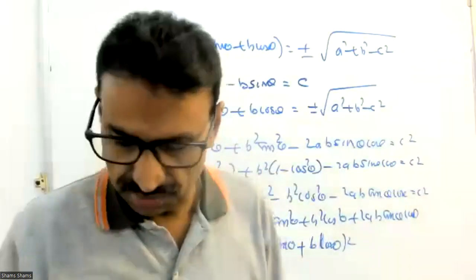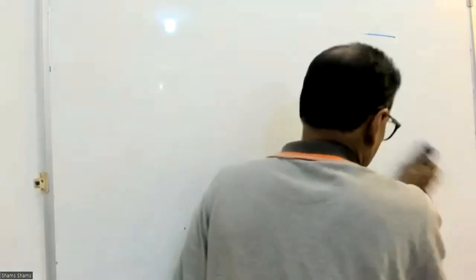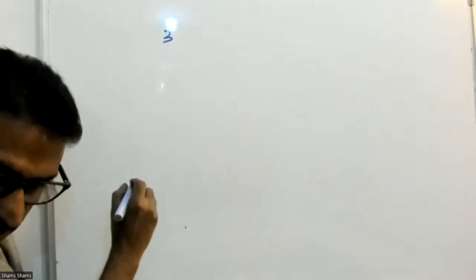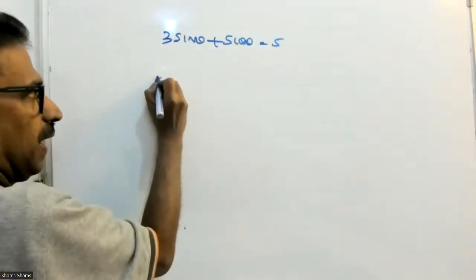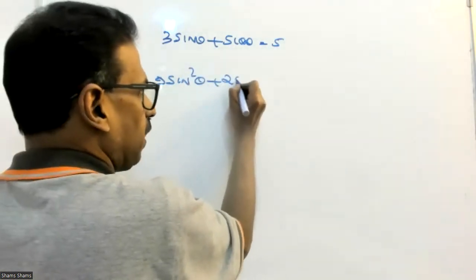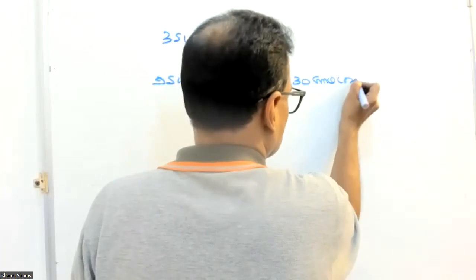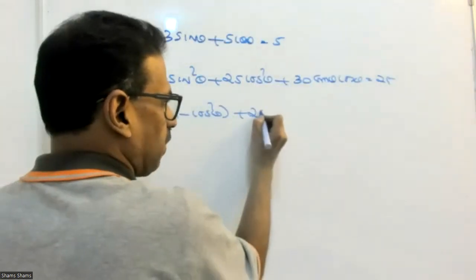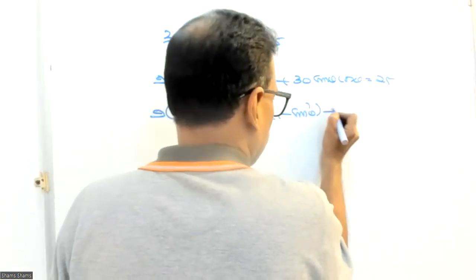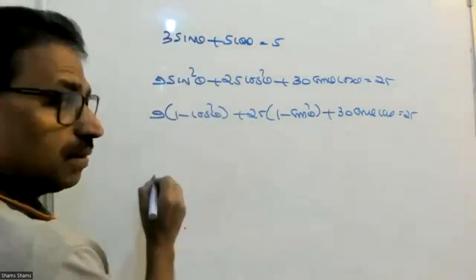Exactly, got it right. Okay. Here, what is the question? 3 sine theta plus 5 cos theta equal to 5. Okay, I'm squaring: 9 sine square theta plus 25 cos square theta plus 30 sine theta cos theta equal to 25. Okay, 9 into (1 minus cos square theta) plus 25 into (1 minus sin square theta) plus 30 sin theta cos theta equal to 25, right?